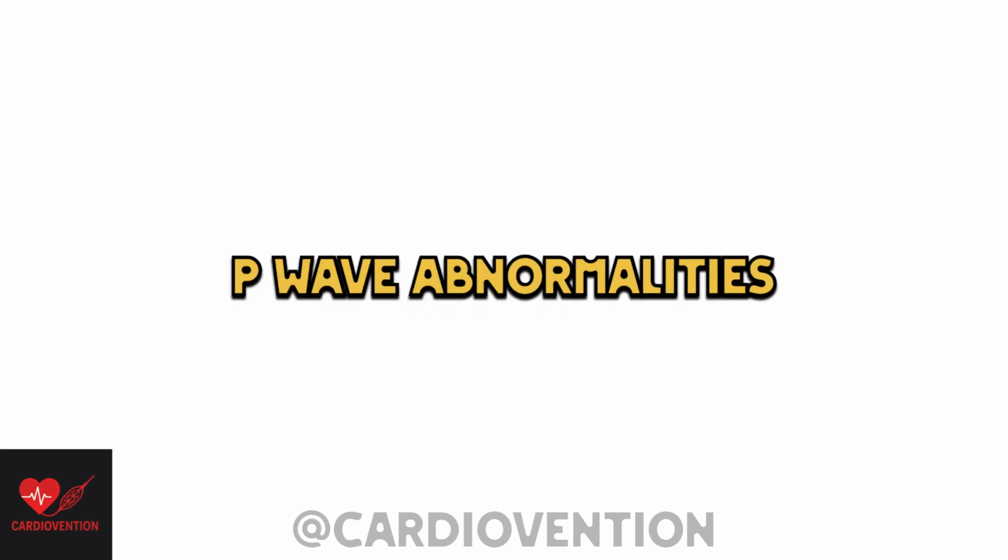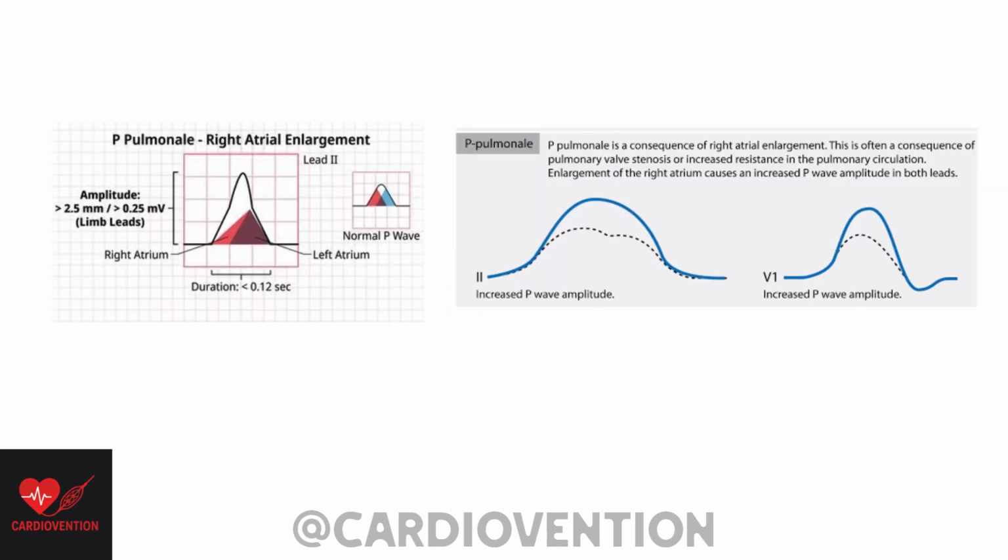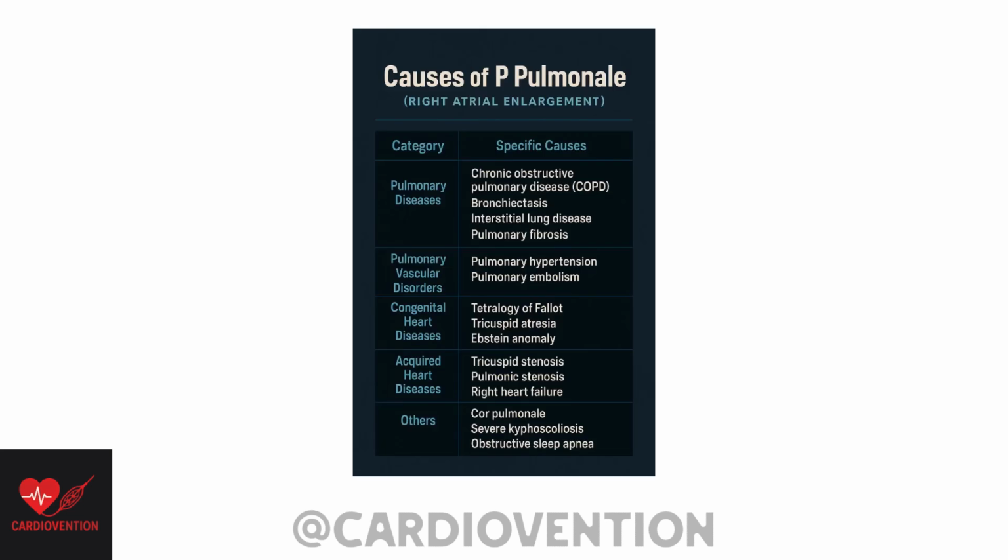Let's move to P wave abnormalities. Right atrial enlargement, also known as P pulmonale, is seen as tall, peaked P waves, typically more than 2.5 mm in lead 2. It's often associated with pulmonary hypertension, COPD, or tricuspid valve disease.